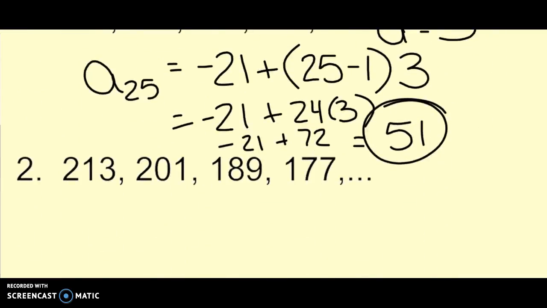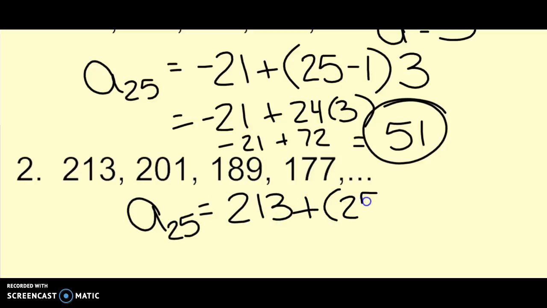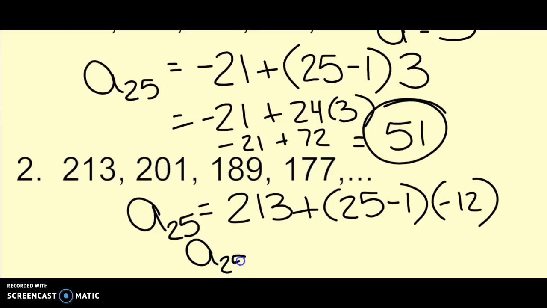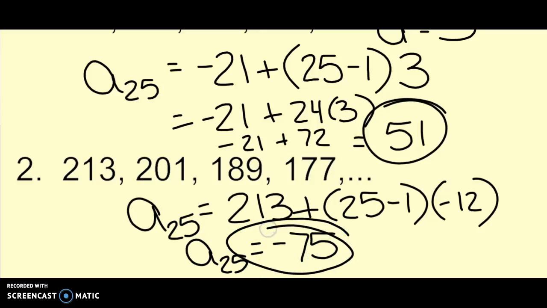I'm going to give you a minute to set that up, and then let's check it. Okay, so here's what we got. We got a sub 25 is equal to 213 plus 25 minus 1, and our difference is negative 12. Go ahead and calculate that out. I've got to get my calculator. All right, once I worked it all out, I got negative 75 as my 25th term.